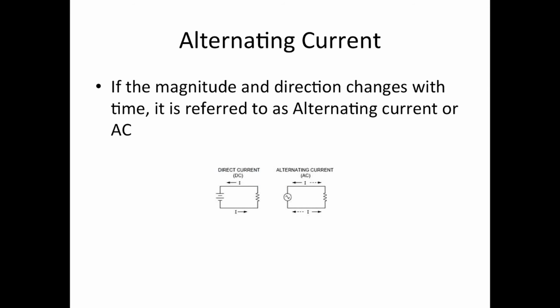The difference you can see here on alternating current in that diagram is that the current is going off in both directions. So if the magnitude and direction change with time, it's referred to as alternating current, or AC. That's a big difference. We will get to talking about sinusoidal waves and the amplitude, and there's a lot to cover in AC current, and that's going to require a whole chapter on itself.